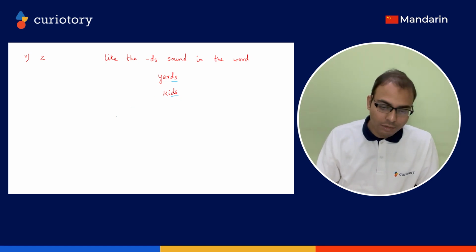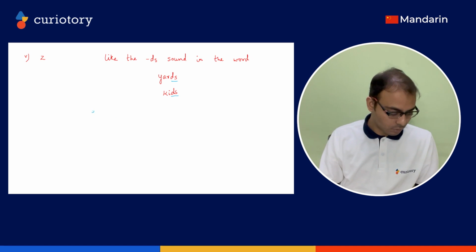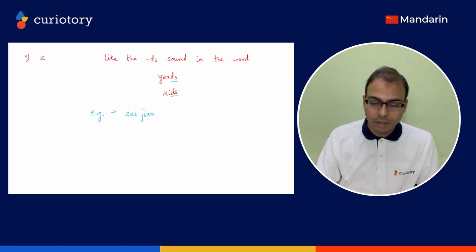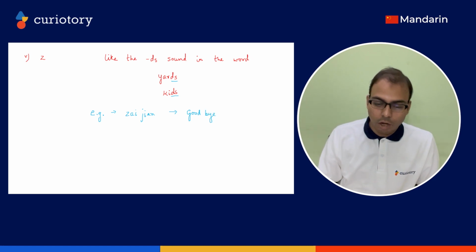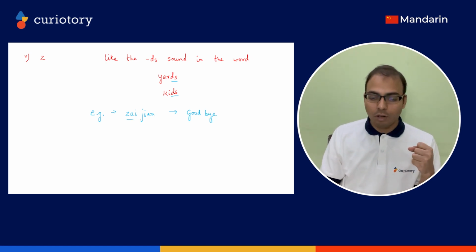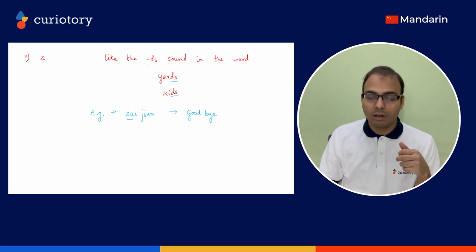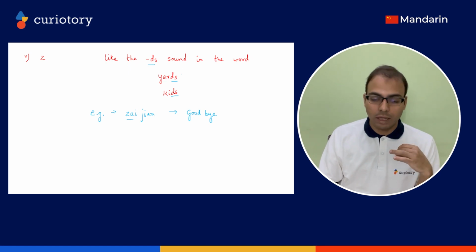Let's take an example to make it more clear. We saw the example just a while ago, 再见, and it means goodbye. So how to say 在? It is saying that you have to pronounce it like the DS sound in the word yards or kids. So zai jian. Okay, zai.